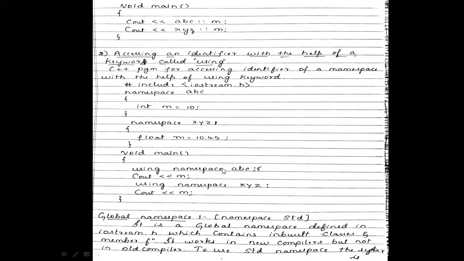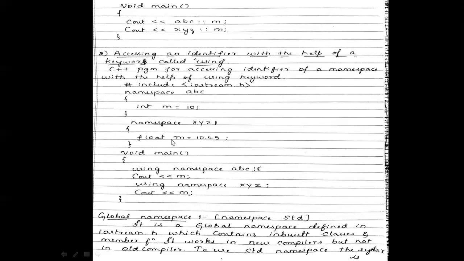So this is the two ways in which you can access the value of the identifier using namespace. So this is an important question from exam point of view. They will ask, explain the two ways of accessing the value of identifier using namespace with C++ program.